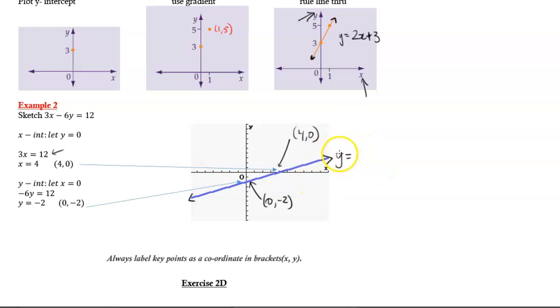No, this is not a y equals. This is 3x minus 6y. So always label key points as a coordinate in brackets, x, y, which we have here.